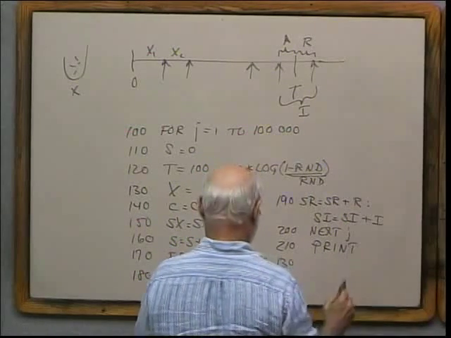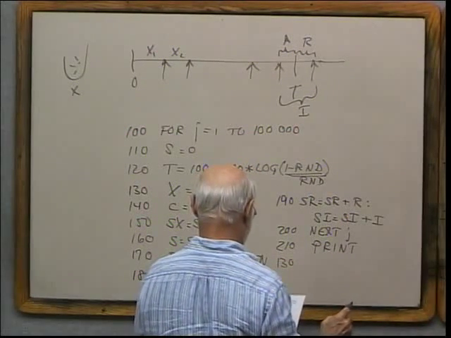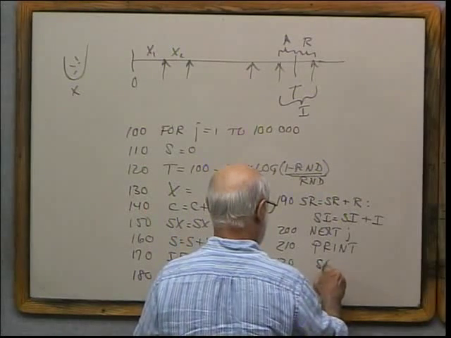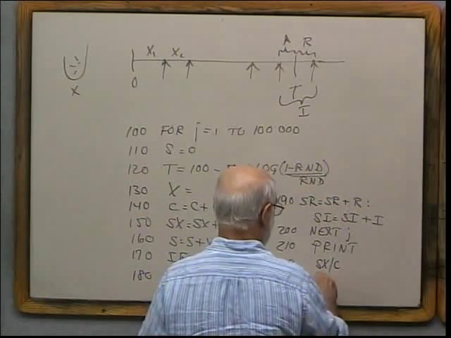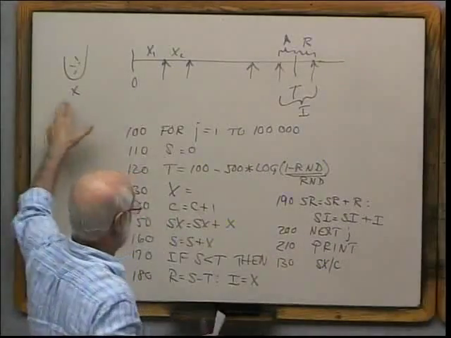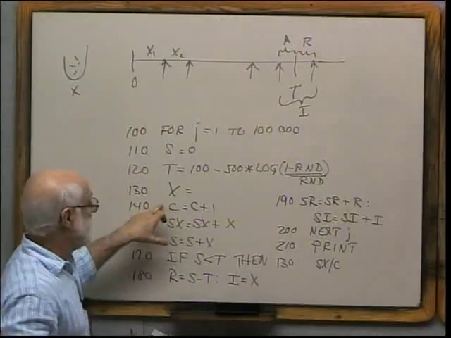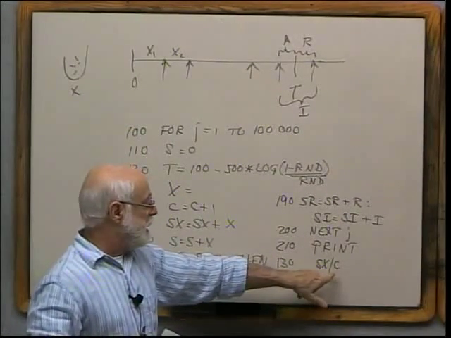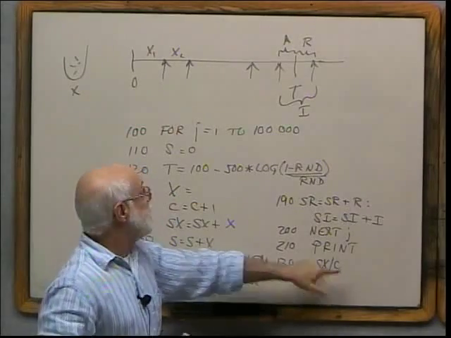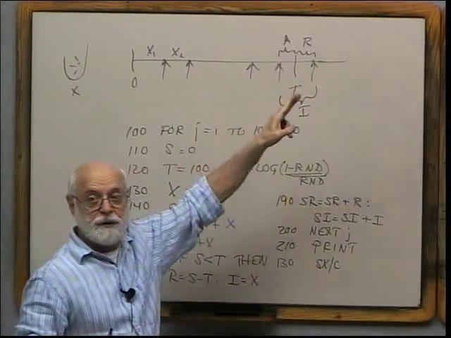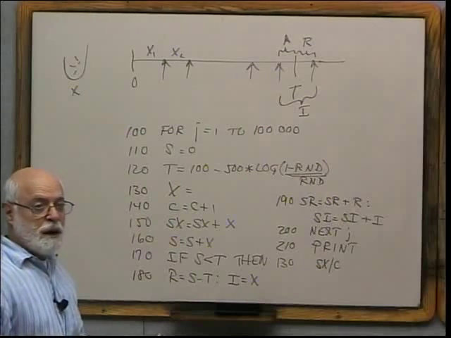Let's see, Sx over c. So Sx is the sum of all of the x's divided by c. That's the number I counted. That's going to be the average value of the times between arrivals. In our taxi example, that value is going to be 1.